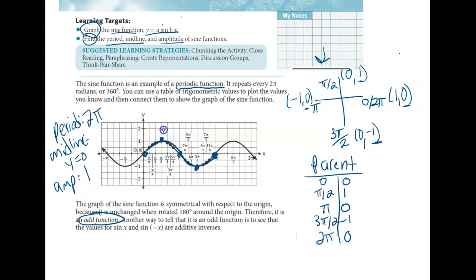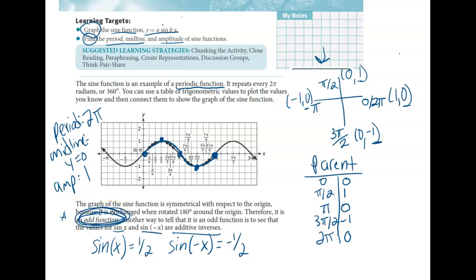An odd function tells you that the sine of x and sine of negative x are additive inverses. So if the sine of x were 1/2, the sine of negative x would have to be negative 1/2. So they'd cancel out to 0. That's what additive inverses means. And this last little part isn't a very important idea, it's just reminding you of what an odd function is.